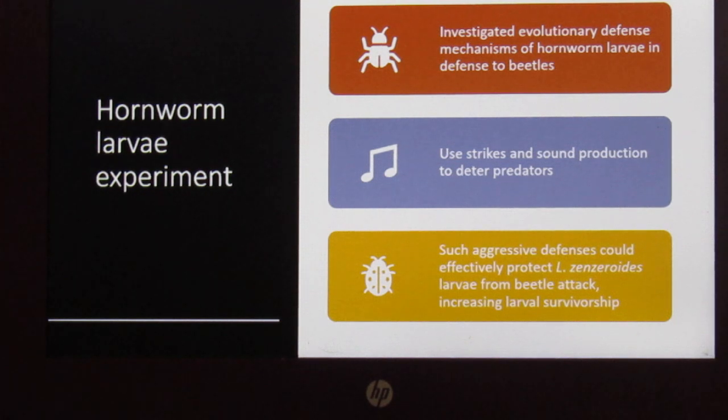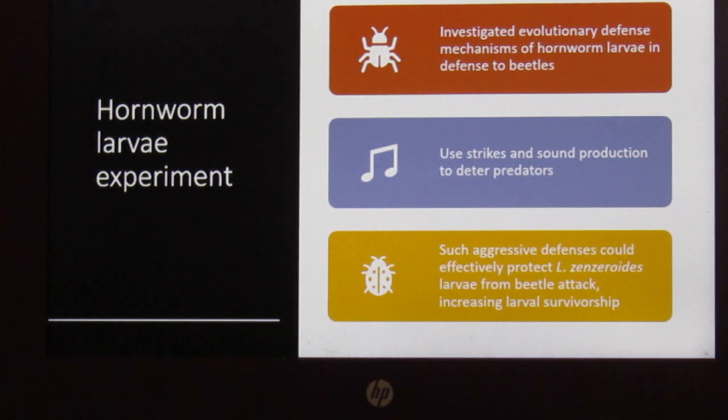The next experiment we are going to discuss is the hornworm larvae experiment. They have evolved multiple defenses against predators, with some showing aggressive defensive strikes and sound production. They investigated the defense mechanisms with the invertebrate attacker Calosoma maxillosum. It's a beetle, able to deter predaceous invertebrates using multiple defenses, and it's the largest hornworm in Japan. It produces sounds in larval, prepupal, and adult stages.